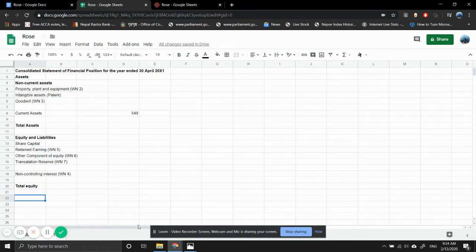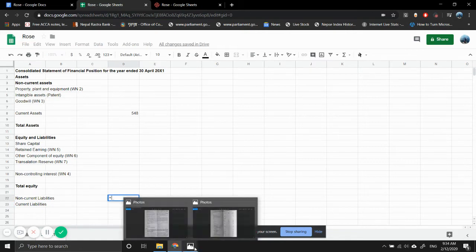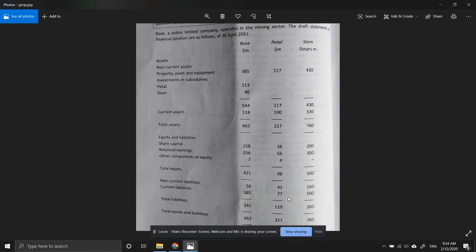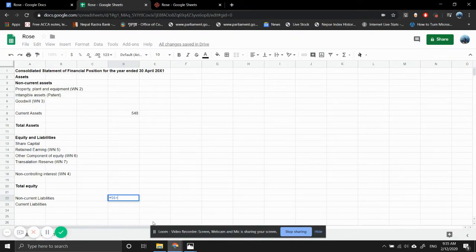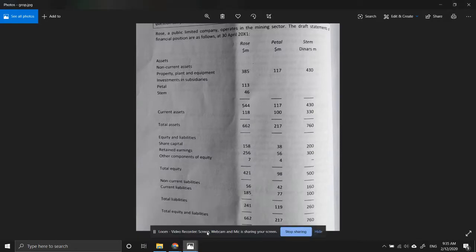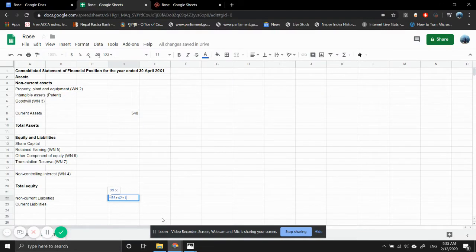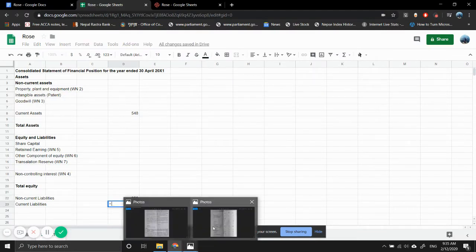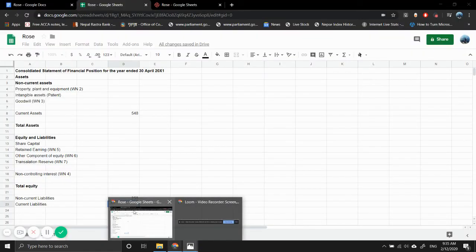Bold it, and then liabilities, right? So non-current liabilities, and then after that, current liabilities. So in case of non-current liabilities, let's put in the figures. So 56, 42, 160, 56, 42, 150, 56 plus 42 plus 180. Isn't it 180 though? Okay, 160. So in case of current liabilities, it is 185, 7700.